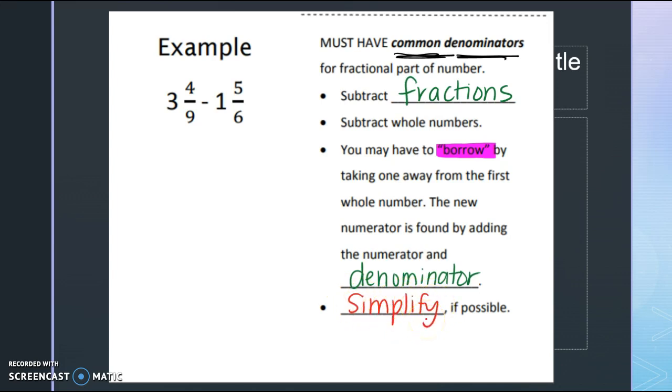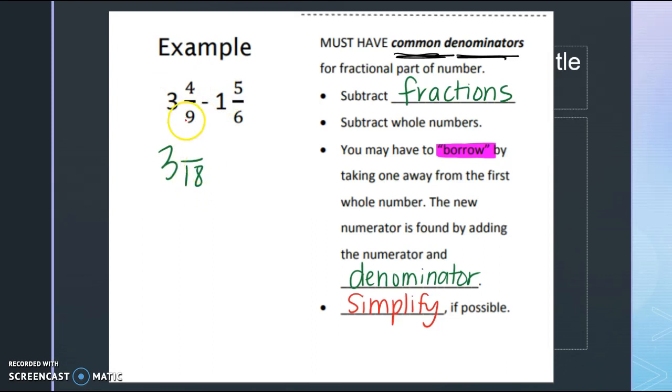So I'm going to go ahead and find my common denominator here first. And when I'm looking at both 9 and 6, I'm going to change our common denominator to 18. So I'm going to rewrite this whole expression.